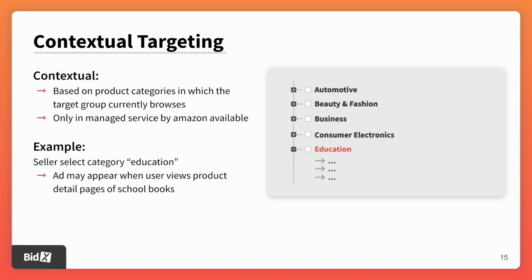Then next we have the contextual targeting, which is based on product categories in which the target group currently browses, and it's only available if you use the managed service by Amazon. So, for example, if you have selected the category education, then your ad may appear when users view product detail pages of school books or stuff like that.